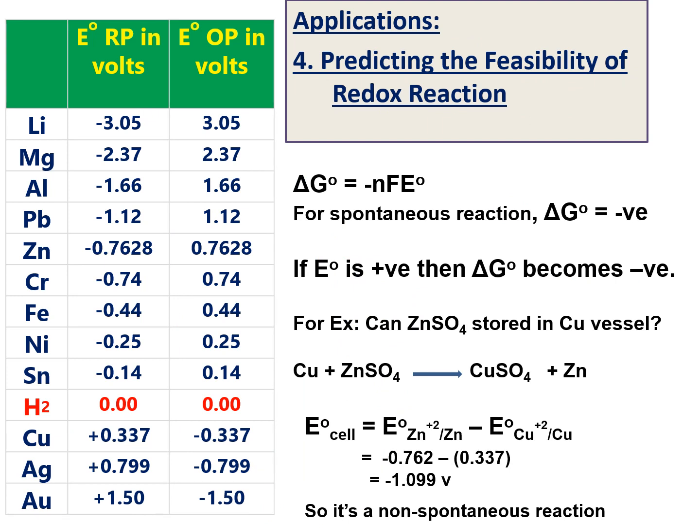The other application is predicting the feasibility of a redox reaction. If you have a redox reaction, whether it is a spontaneous redox reaction or a non-spontaneous redox reaction, we can judge by using this electrochemical series. Okay, so just consider copper converting into copper sulfate by interacting with zinc sulfate. When you dip a copper rod in zinc sulfate solution, what will happen? Copper is converting into copper sulfate, okay.